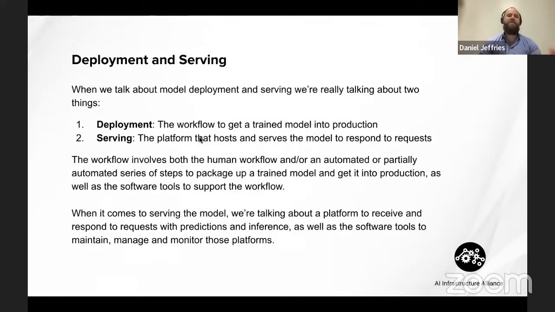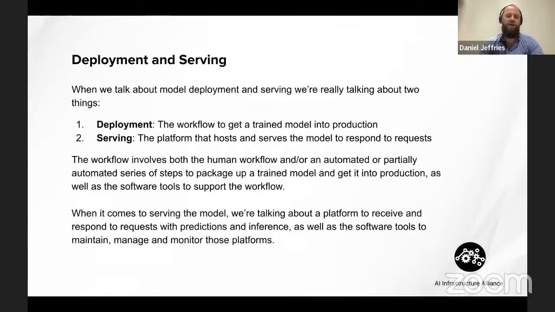When you think about deployment and serving, we divide them really into two different, very specialized things. Deployment is the workflow that gets a trained model into production. Those are the steps. And then serving is really that inference. And these are two very different things. You shouldn't confuse them when you're looking at a platform. Most are going to specialize in both. But that workflow involves the human steps, the automated and the partially automated steps to package up that model and get it into production. And sometimes there's a loop back to it. It's not always a straight line. There's a lot of loop back, especially if you've got reinforcement learning and things like that.